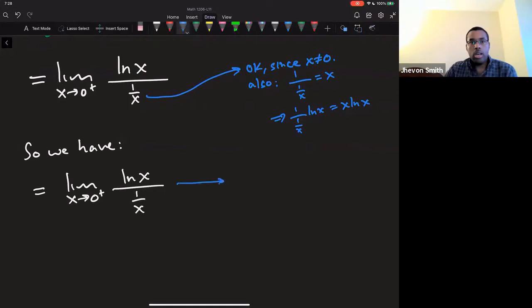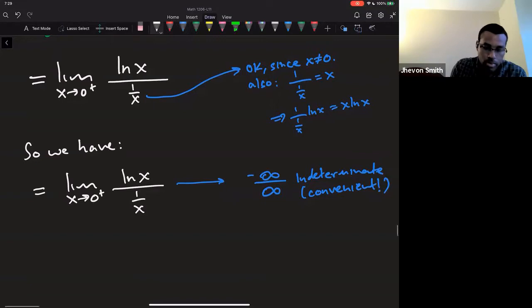Now you can check what it approaches. As you approach zero from the right, ln x will approach negative infinity. And as you approach zero from the right, 1 over x, you know the graph looks like this: the right side shoots up, the left side shoots down. The right side is the side we care about because x is greater than zero, so that goes to infinity. This is indeterminate, which is convenient, because this is something we can apply L'Hopital's rule on.